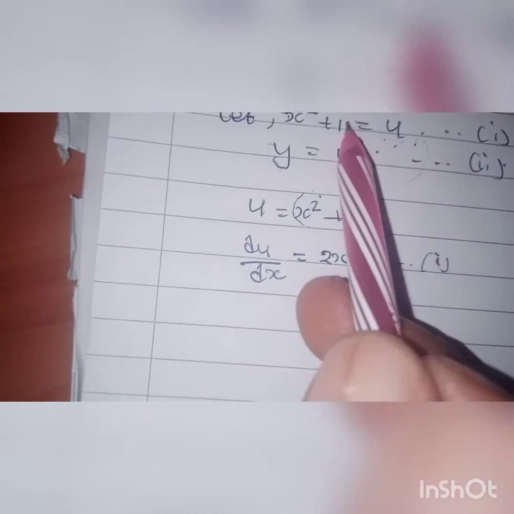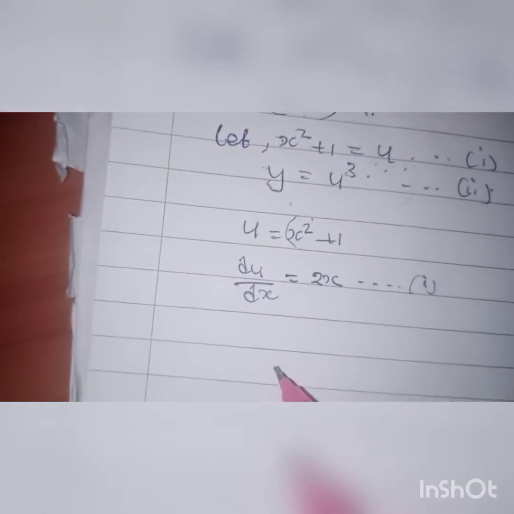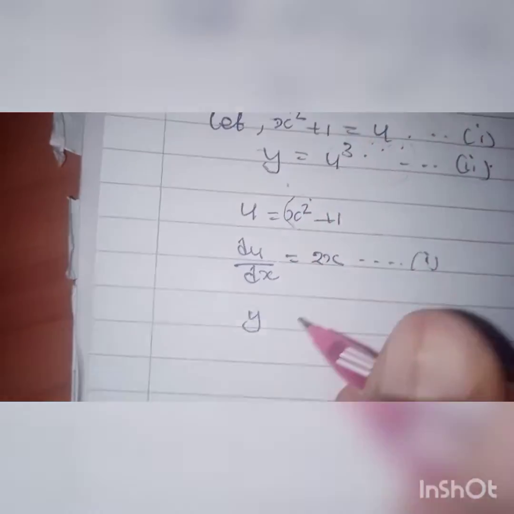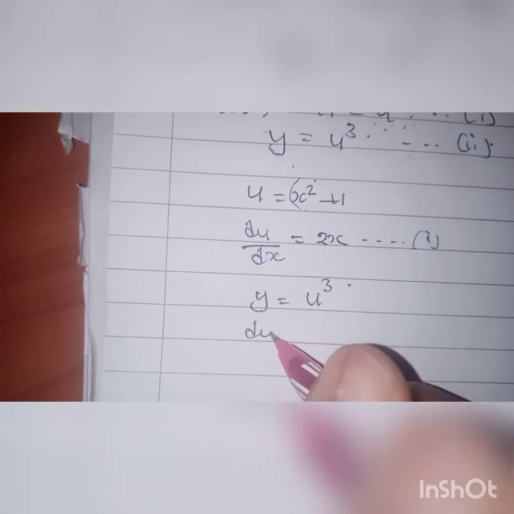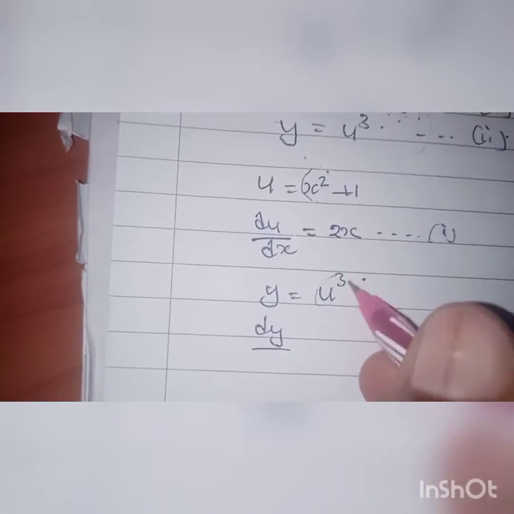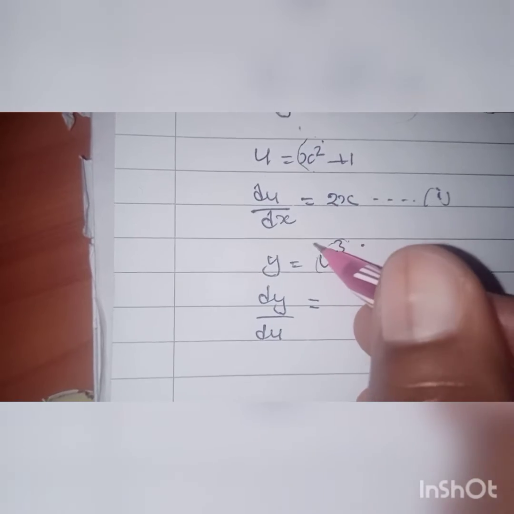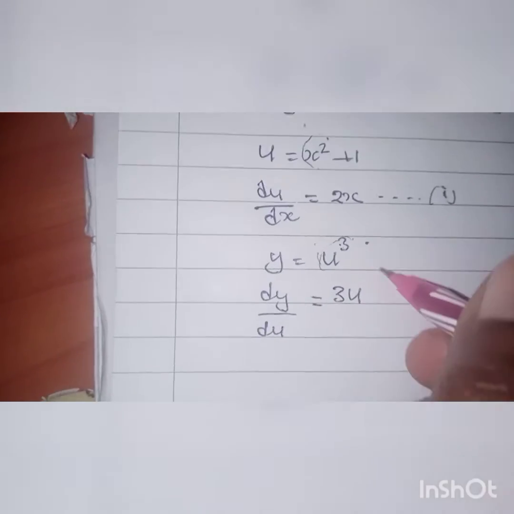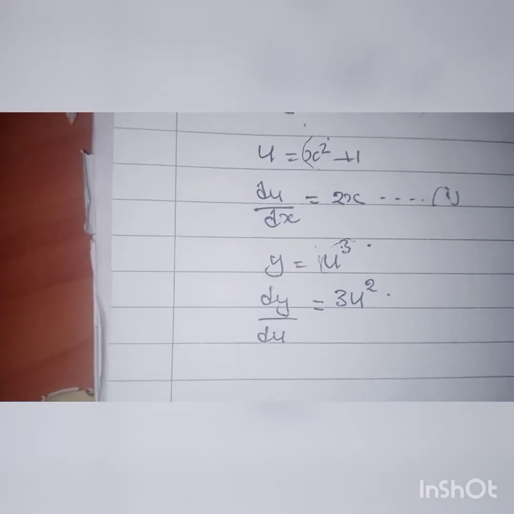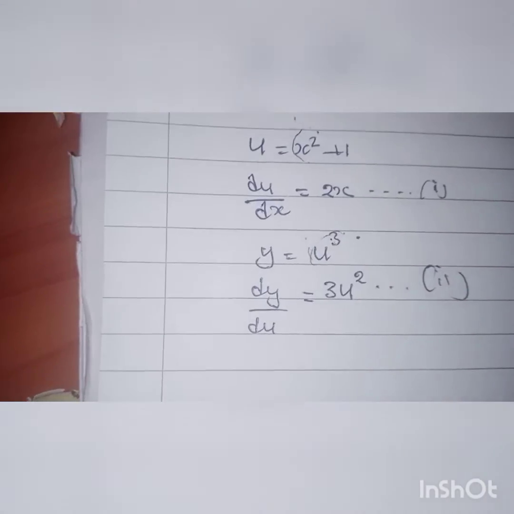Let's find the derivative of the second function. Given y, the function here is u cubed. The first derivative, dy du, will be 3 multiplied by u raised to 3 minus 1, which is 2. Therefore, we are done with differentiation of the two functions.